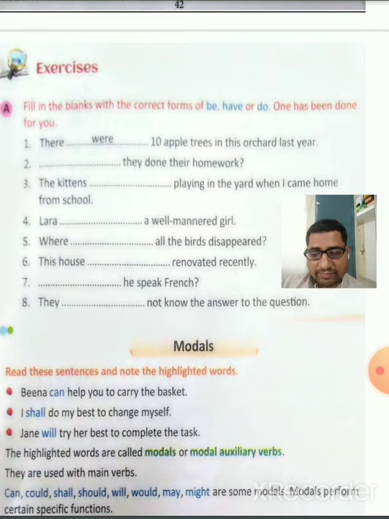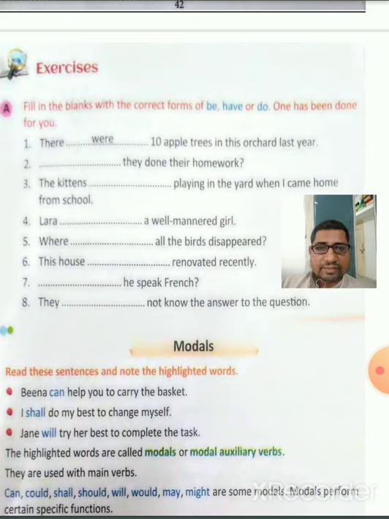So when I came home, the kittens were playing in the yard. So the action of playing was the first action, and the second action was I came home.